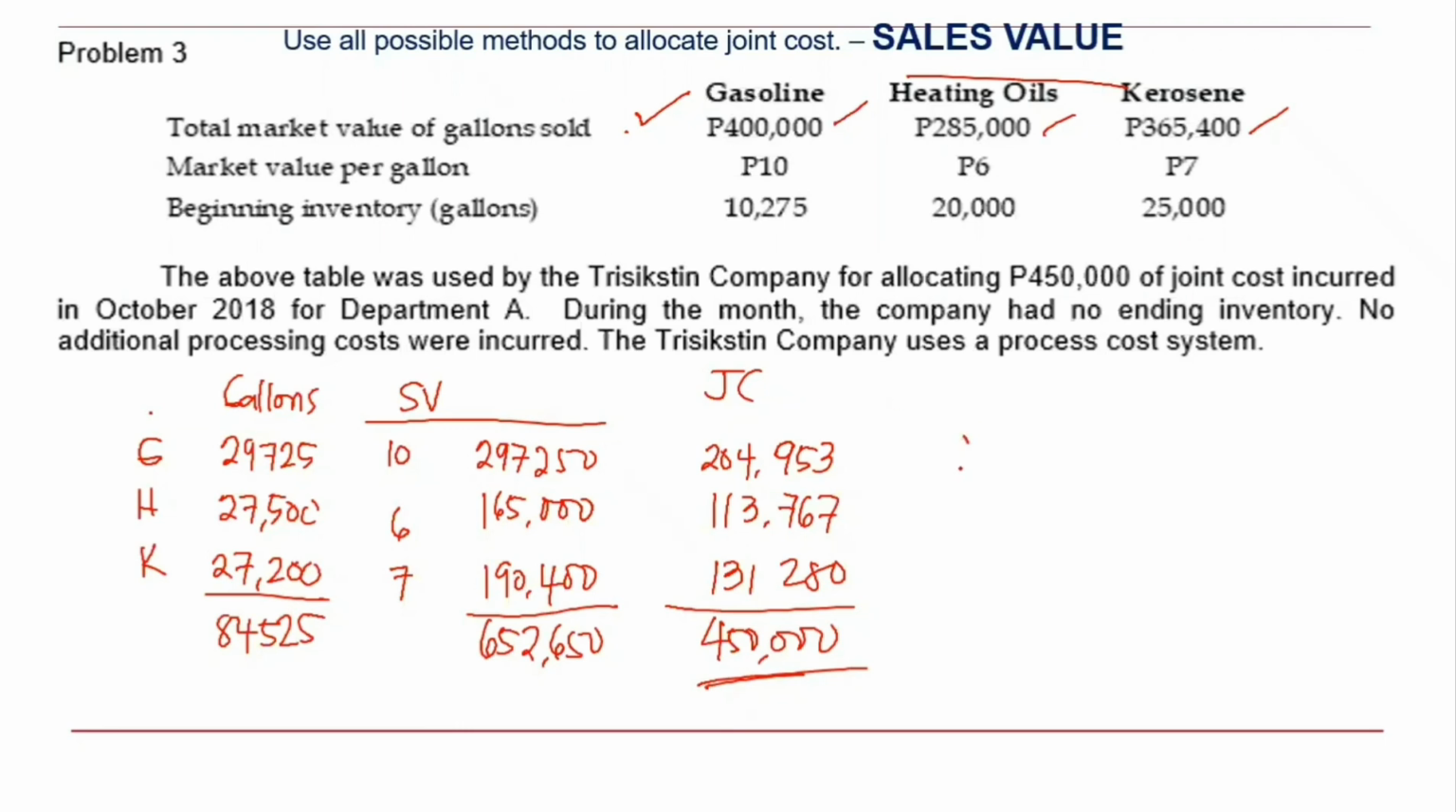So, questions so far? Ayun, basta importante, ang pinaka parang panggulo ng konti ng problem na to, yung computation ng ating number of gallons. So, it's 84,425. Ayan. Alright, so let's proceed to problem number 4.